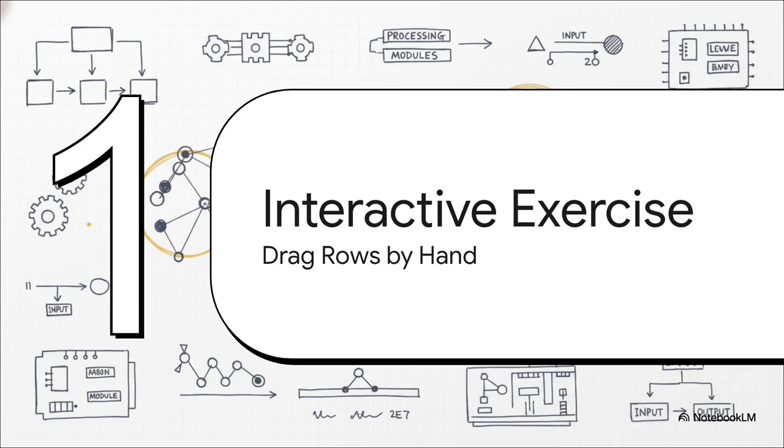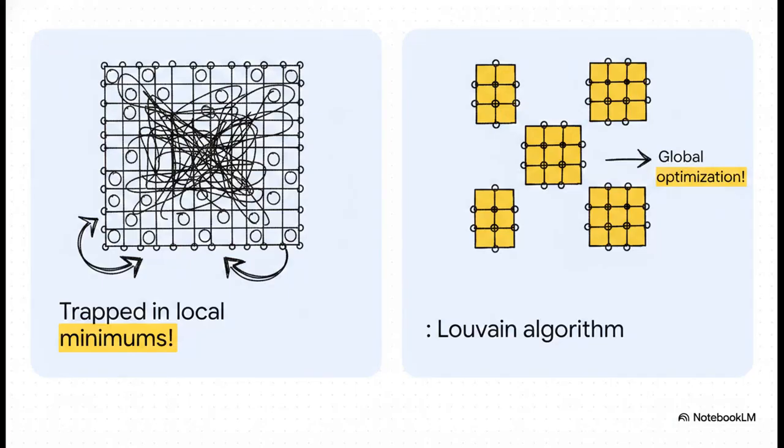Part 2. The interactive exercise. In the browser-based lab, you're going to spend a few minutes dragging rows and columns by hand, trying to visually isolate modular blocks. You will quickly experience the combinatorial nightmare of doing this manually. Every swap that fixes one module almost certainly breaks another one. You get trapped in local minimums. And this brilliantly illustrates exactly why we rely on community detection algorithms like Louvain. They optimize modularity globally, instantly finding that hidden block structure you missed. The search space is simply too massive for manual sorting, even on a small 18-component drone.